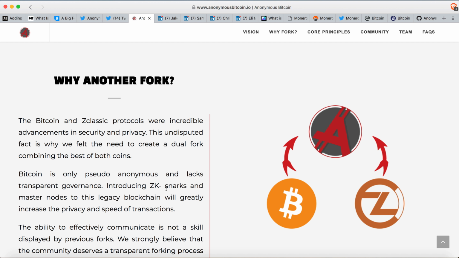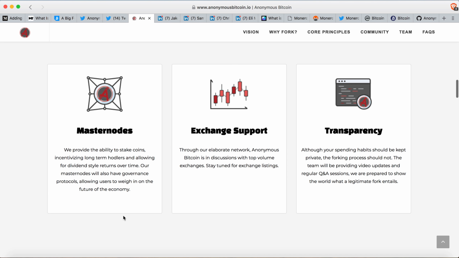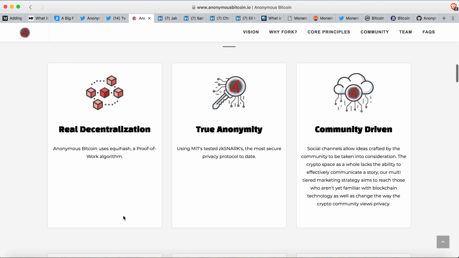By introducing this privacy protocol, it will bring anonymity to Bitcoin. Also, they are going to increase the speed of transactions. As we all know, Bitcoin is only a store of value. I mean, it's not good for day-to-day transactions at all. In addition to privacy and the speed of transactions, they also want to do masternodes as well. This will be a proof of work algorithm, and they also want to do true anonymity. And they strongly believe in the community building this project together.